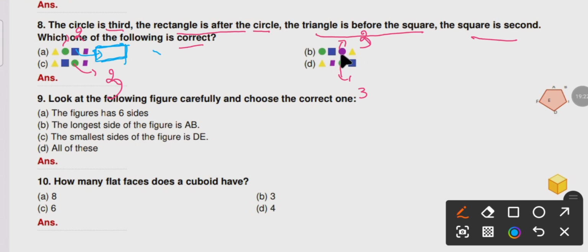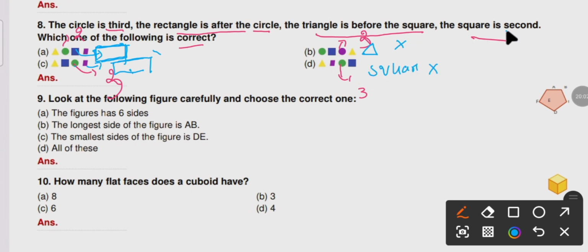Go through to the next. In option B, the rectangle is not in this option. Here is a triangle, so wrong. Go through to the next, C option. The circle is third and the rectangle is after the circle, yes. This is the rectangle, a very small shape here. So this is after the circle, this is right. And go through to D option. After the circle there is a square, not a rectangle, so this is wrong.